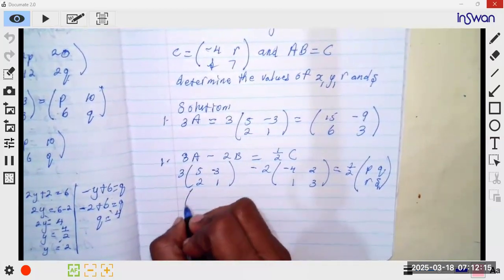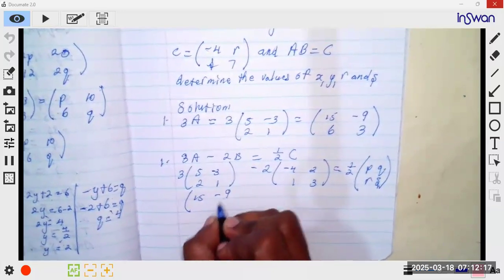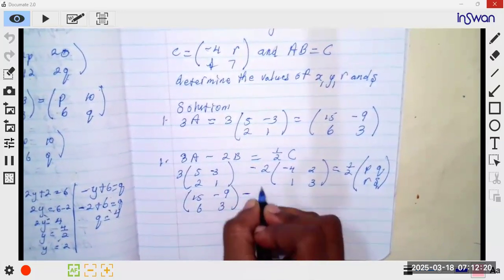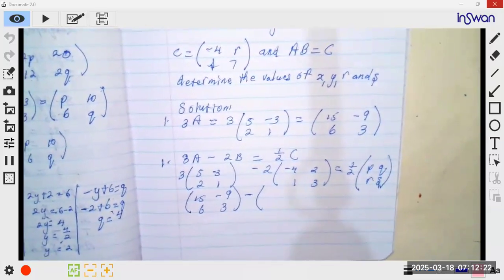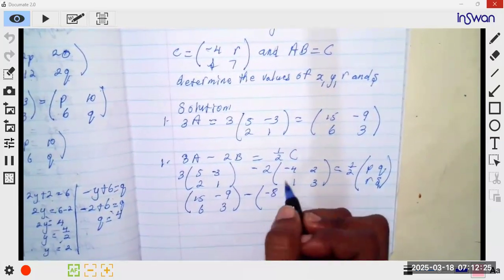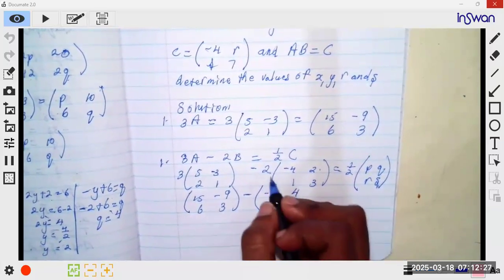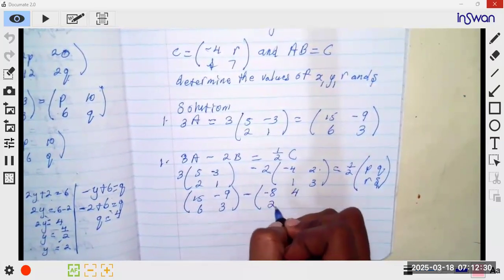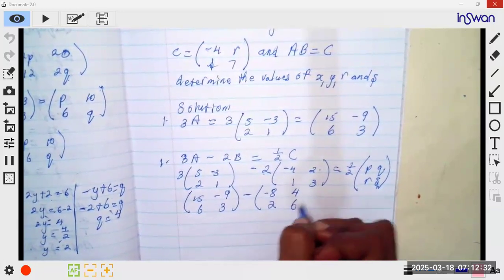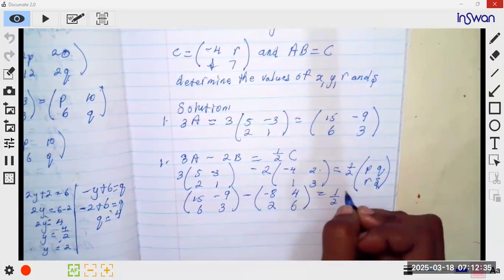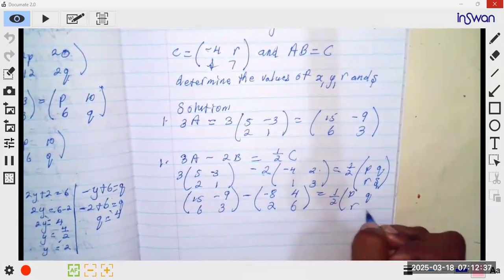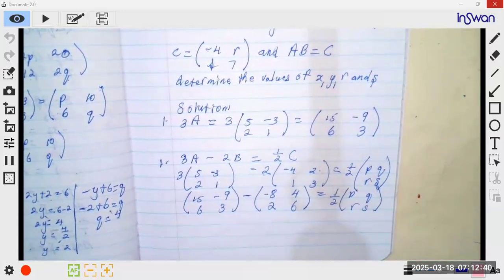That will be 15, minus 9, 6, and 3, minus 2 times negative 4 is negative 8. 2 by 1 is 2, 2 by 2 is 4, 2 by 3 is 6. This is equal to half PQRS. So half PQRS is really a half of P, a half of Q, a half of R, and a half of S.